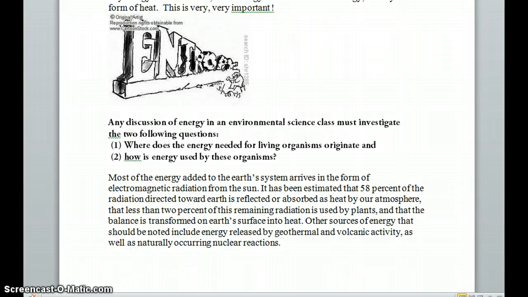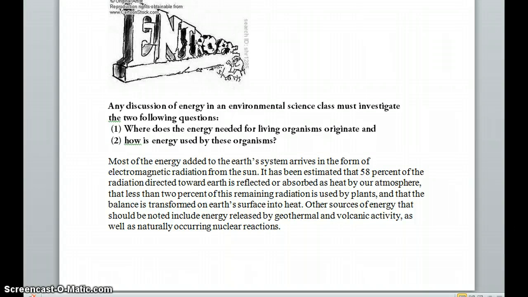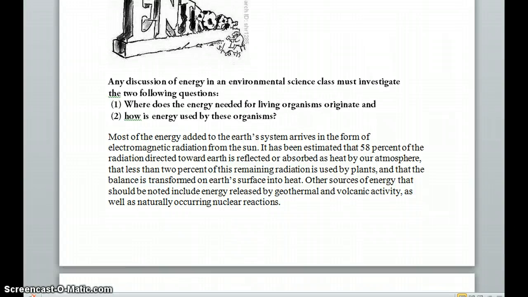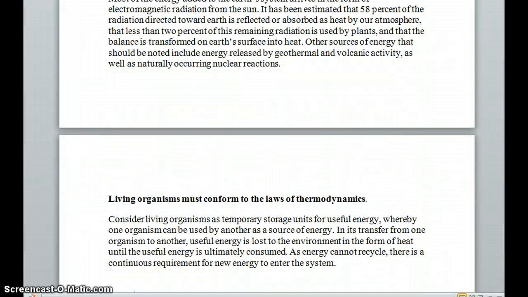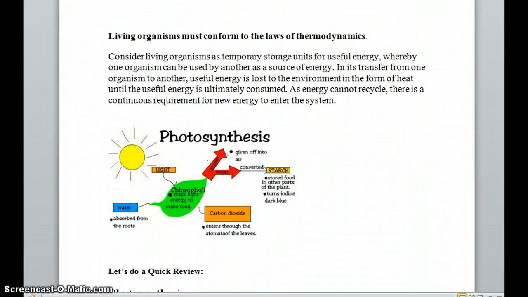Other sources of energy that should be noted that are not from the sun are geothermal and volcanic activity. They occur naturally, and that energy is radiating from inside of the Earth. But the bulk of our energy input comes from the sun. So living things have to conform to the laws of thermodynamics, those two laws, which you have to know. Consider living organisms as temporary storage units for useful energy, whereby one organism can be used by another as a source of energy. That's the whole idea of eating breakfast, lunch, and dinner and all those snacks.